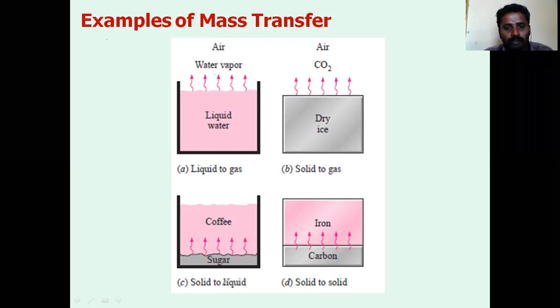Here, solid to liquid: sugar is a solid, coffee is a liquid, and the sugar is transferred into it. This is one species with one concentration, and another species with another concentration. Another is solid to solid, where iron and carbon are mixing. That is called the examples of mass transfer.